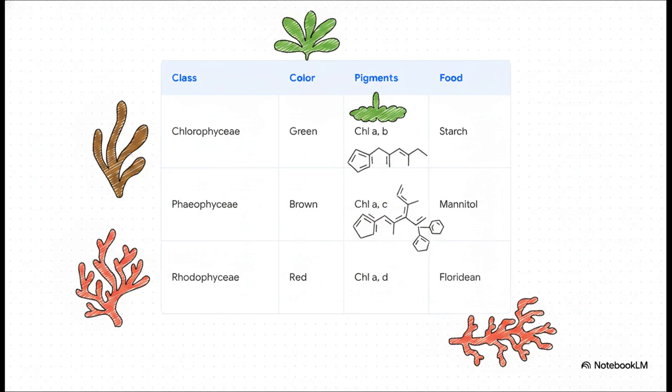Green, brown, and red algae are actually defined by specific biochemistry. Notice how their major pigments shift. You've got chlorophyll A and B in green algae, but then brown algae add fucoxanthin, and red algae use phycoerythrin. And even more fascinating, the way they store their food changes entirely. It goes from simple starch in green algae to complex carbohydrates like mannitol and laminarin in the brown algae. So this isn't just about color, this is fundamental cellular engineering.